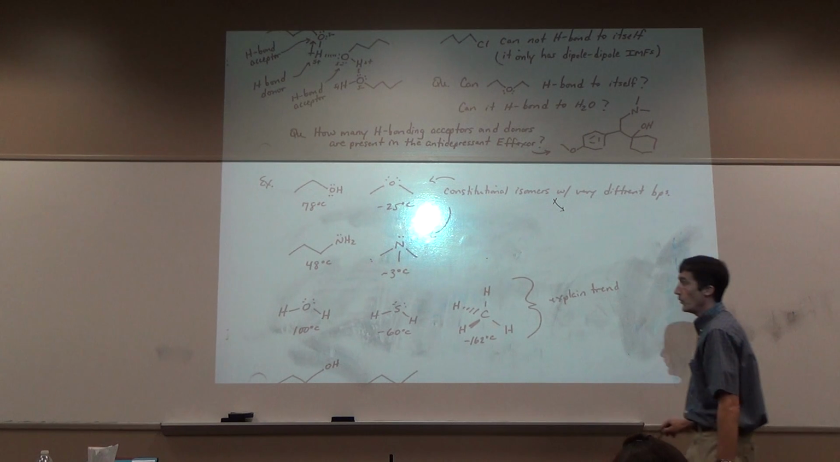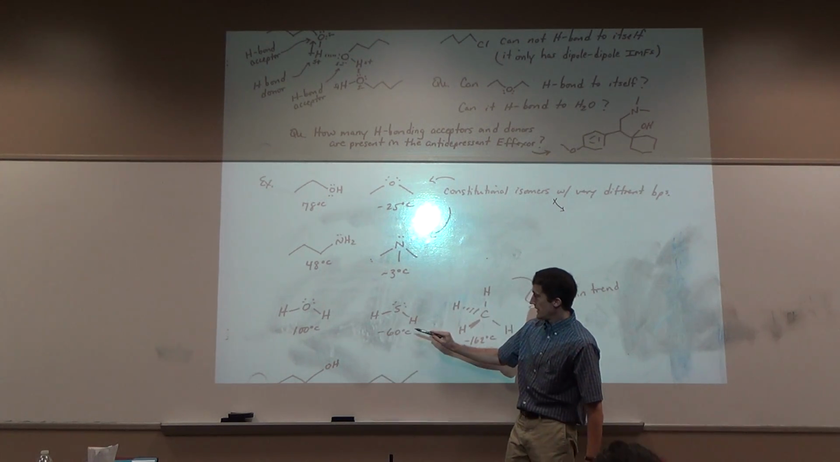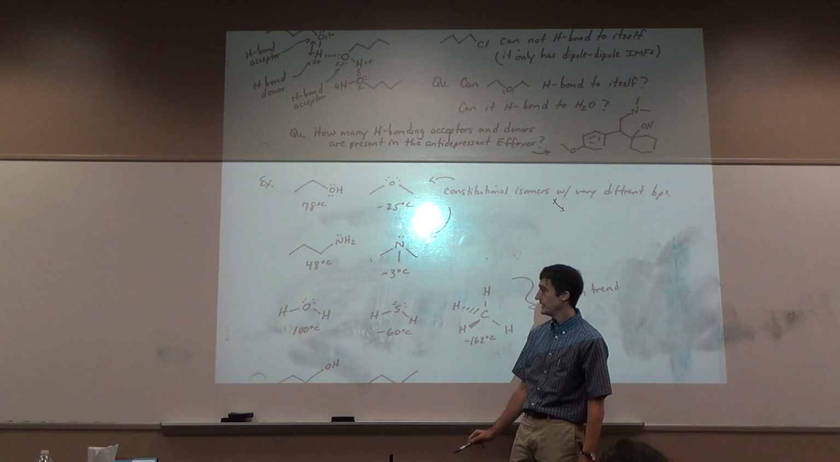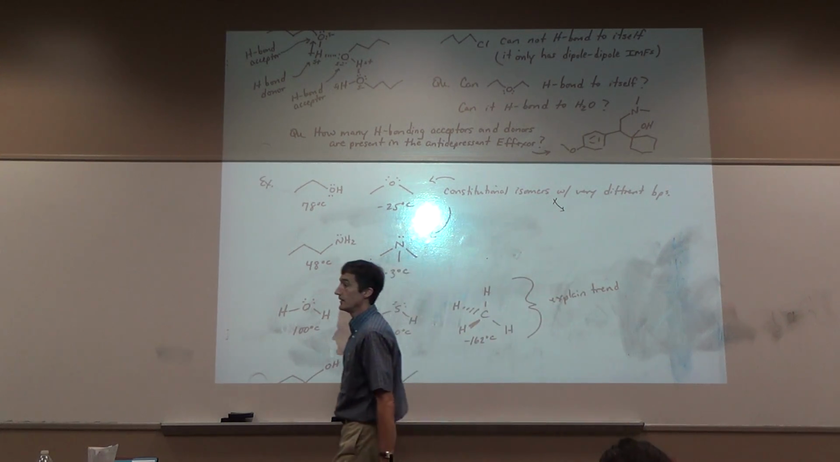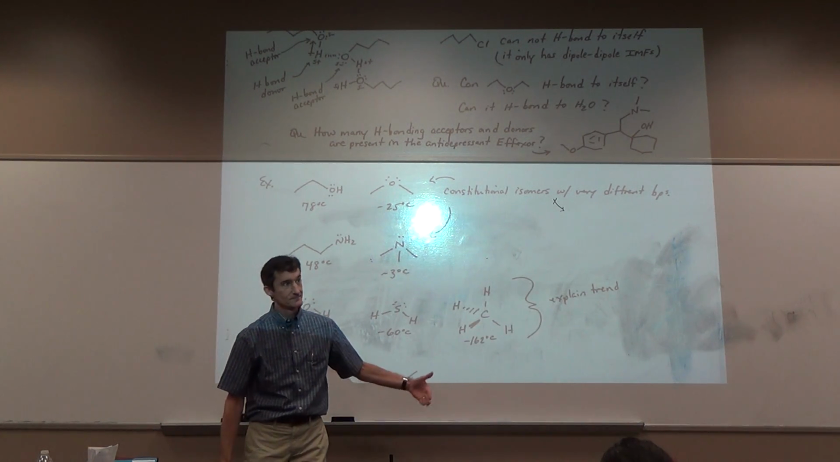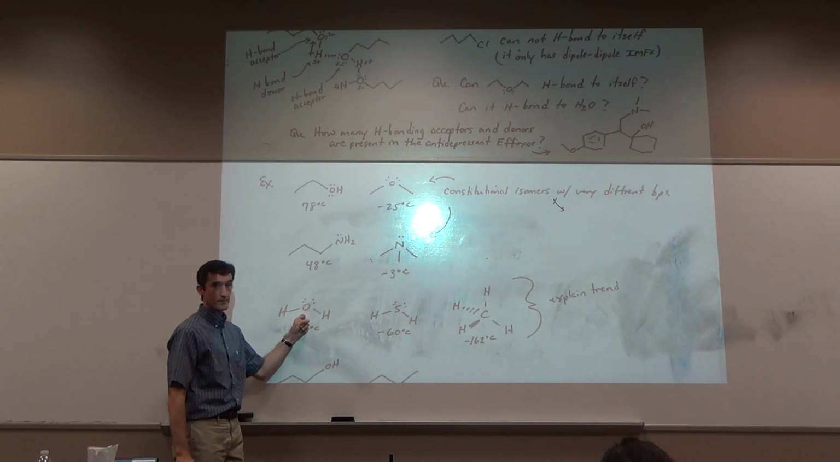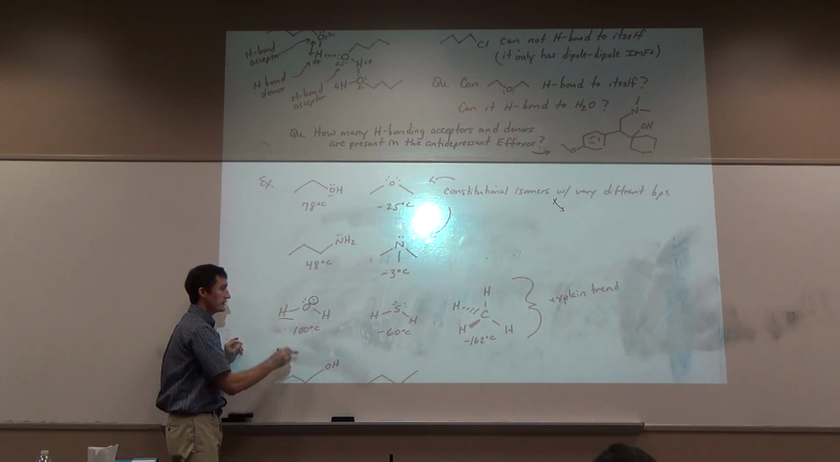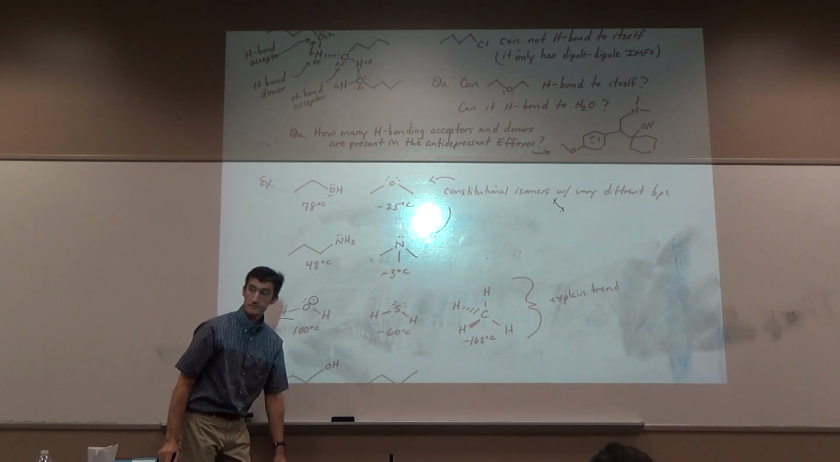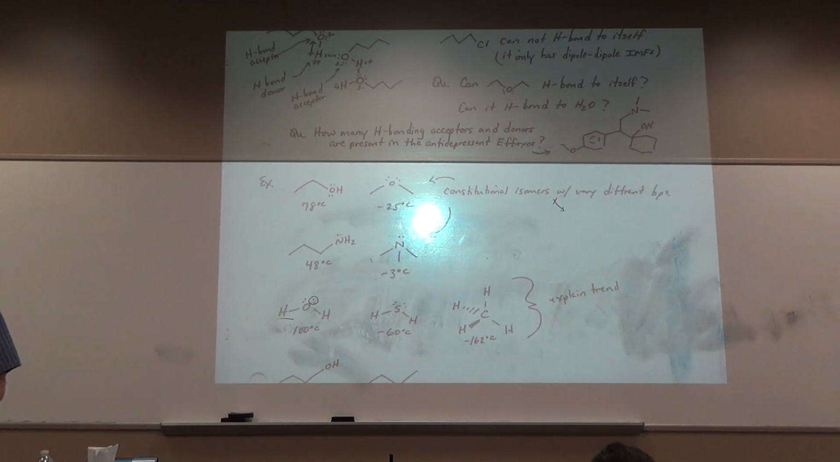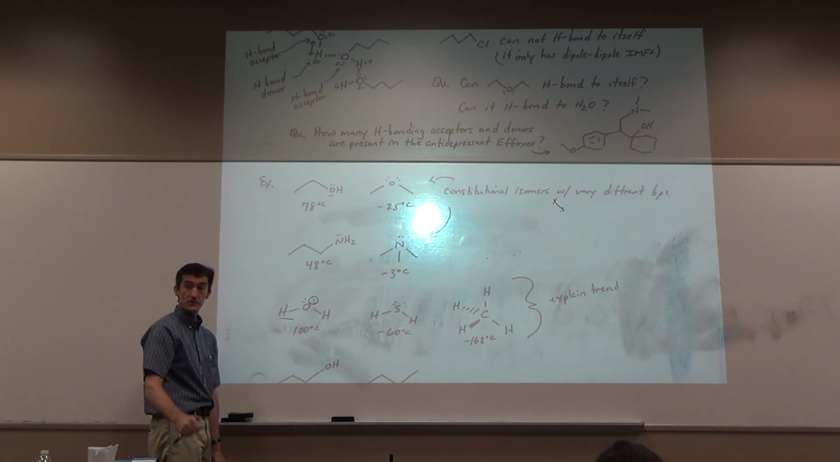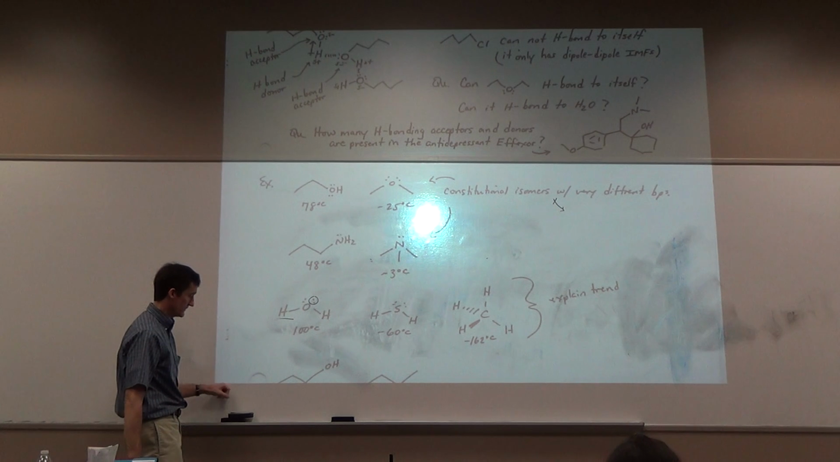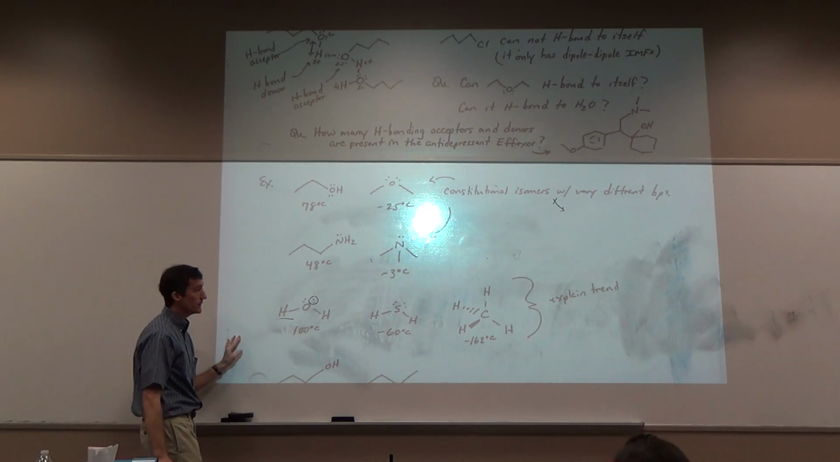Explain the trend. Water, 100 degrees. H2S, minus 60. A 160 degree difference. Why? Hydrogen bonding. Water has both an acceptor and a donor. So you're sitting next door to a water molecule. Let's say your acceptor is interacting with somebody else's donor, or maybe your donor is interacting with somebody else's acceptor. Water actually has both, either way you want to do it.